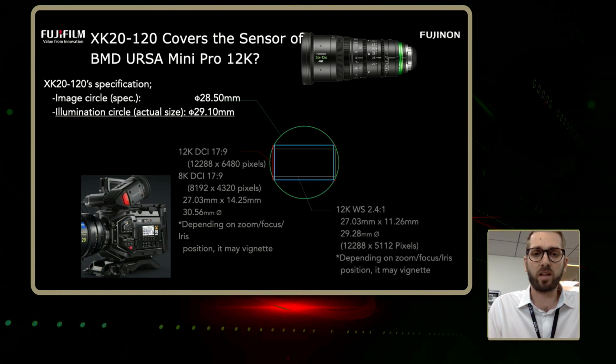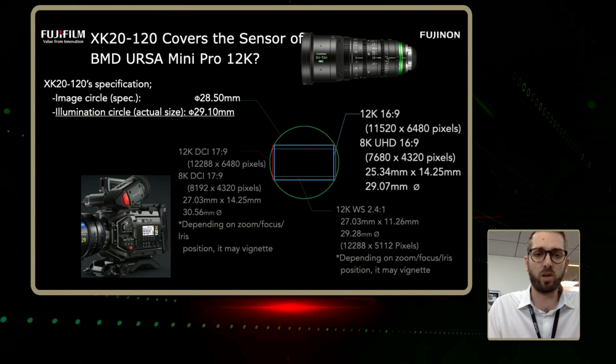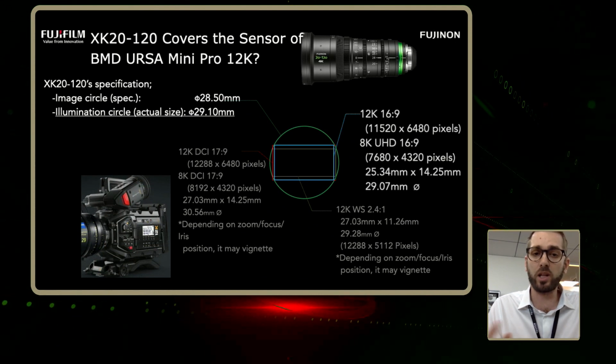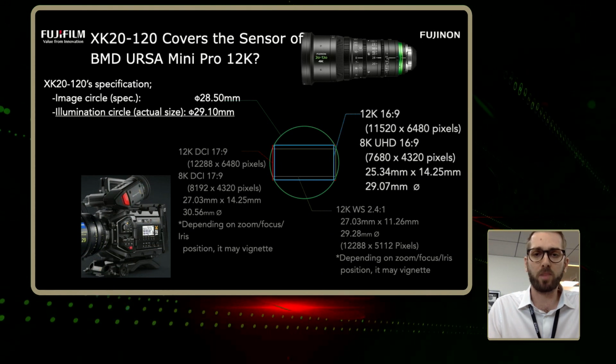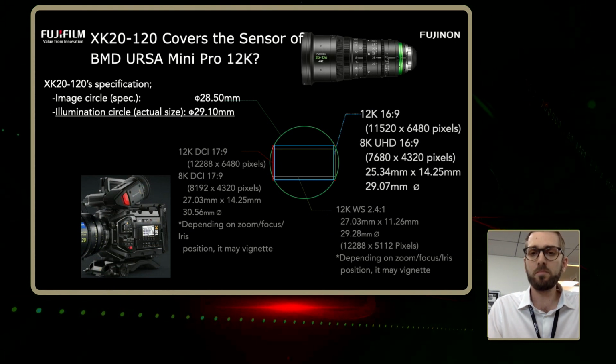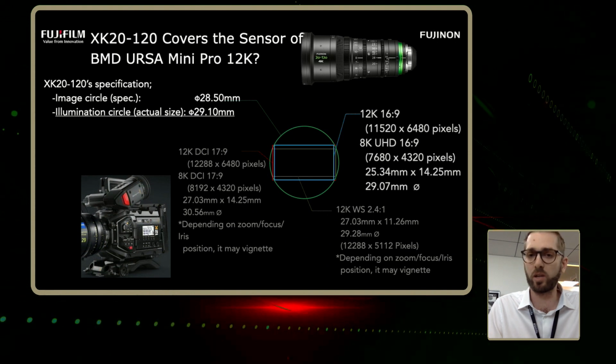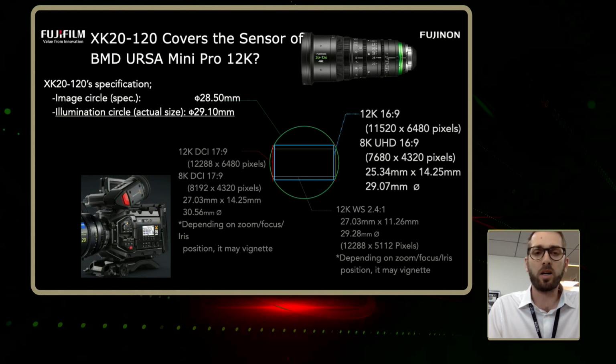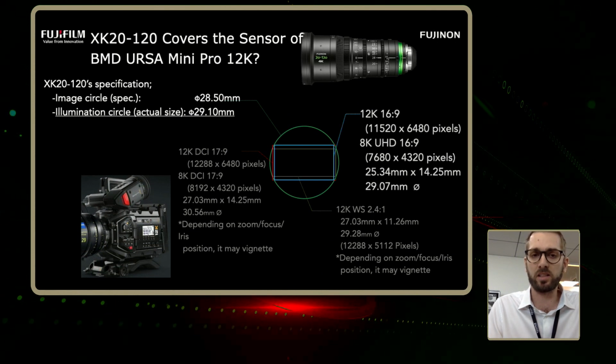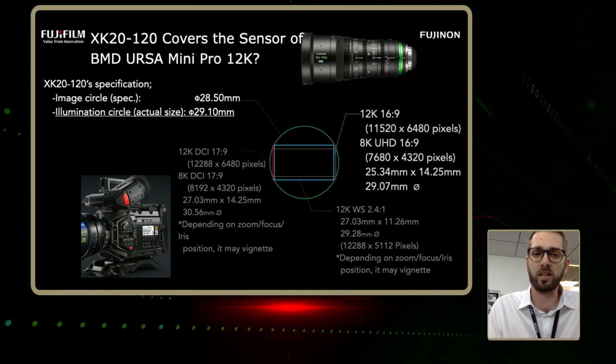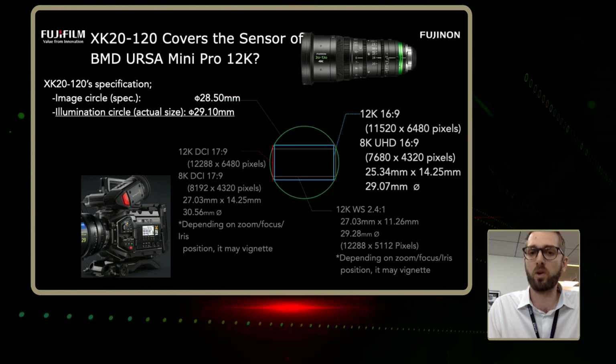it particularly covers. So you will fully cover 12K 16 by 9 and 8K UHD 16 by 9. There may be some vignetting on the 12K DCI, the 17 by 9 and the 8K DCI, but your 16 by 9 ratios, your 12K and your 8K, it's going to fully cover.